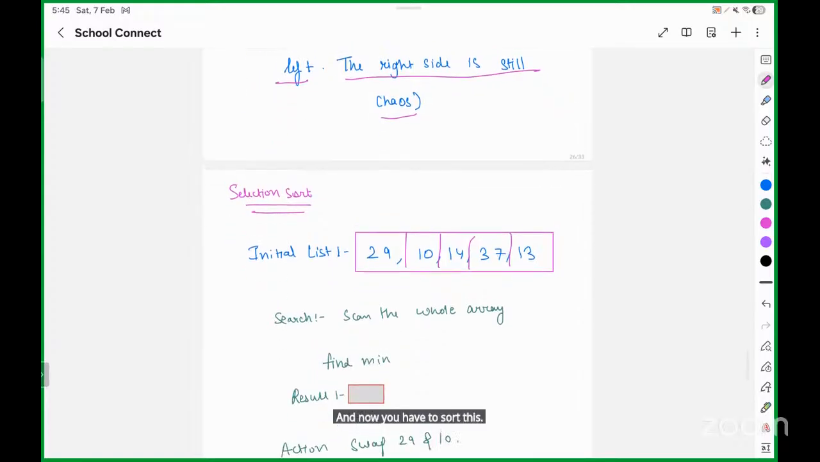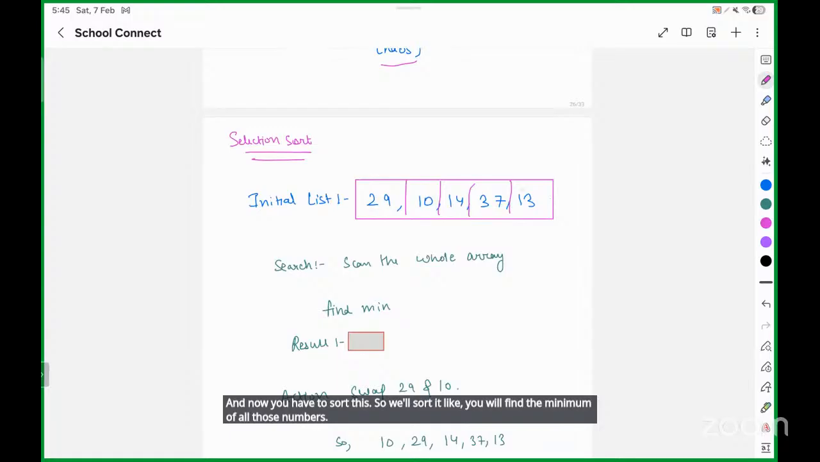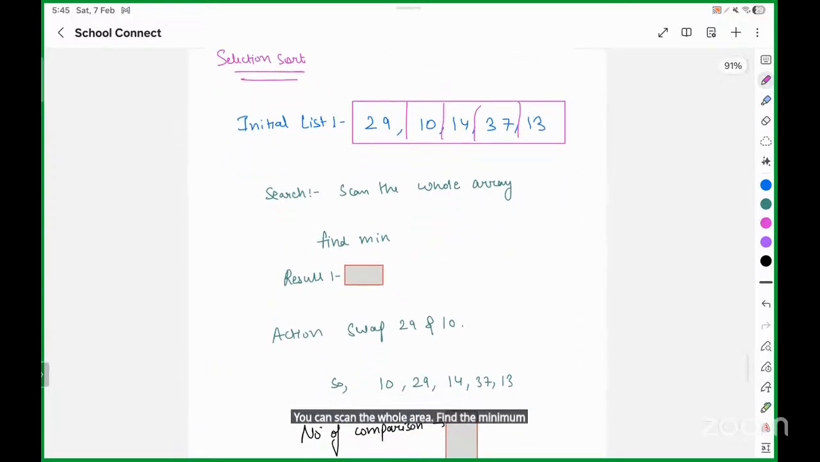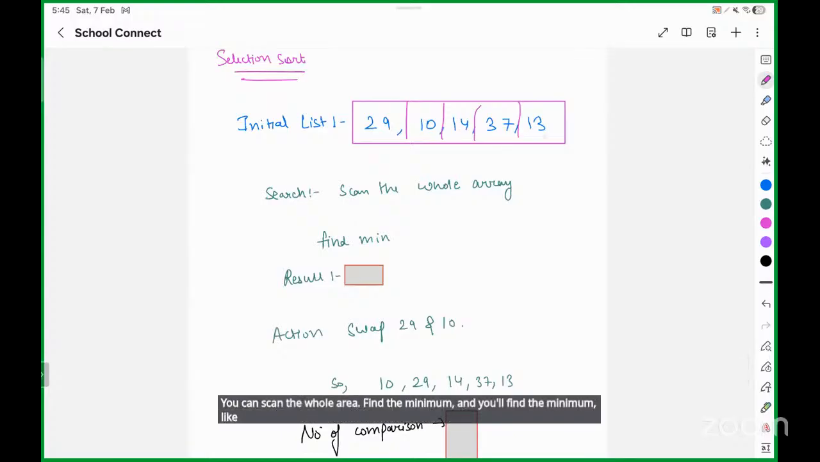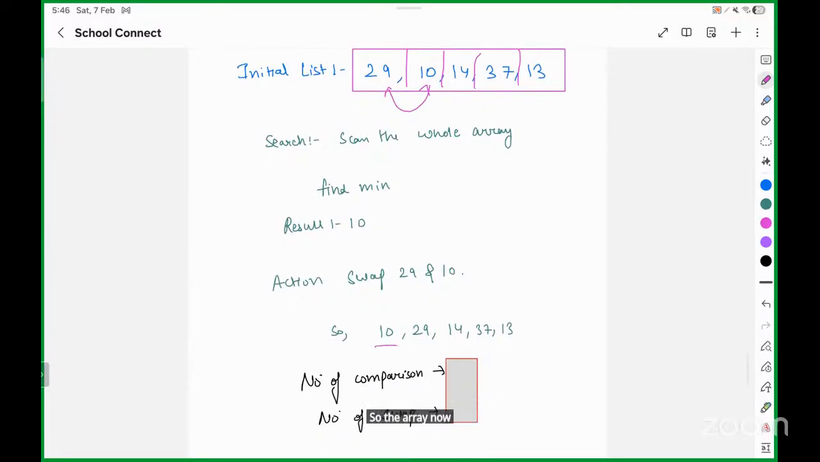So we'll sort it like this: you will find the minimum of all those numbers. You scan the whole array and find the minimum. In this array, we can see that 10 is the minimum. The result is 10, and then we swap 10 and 29. So the array now becomes 10, 29, 14, 37. Till 10, this is sorted.